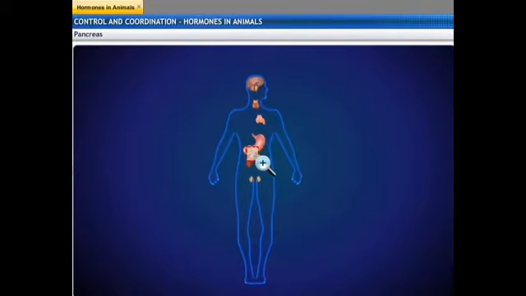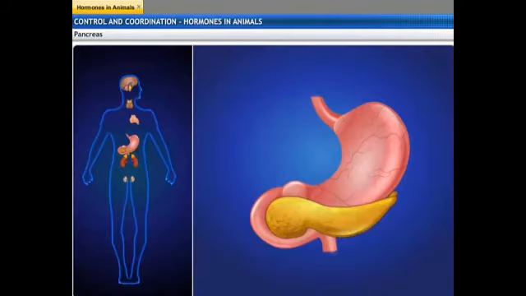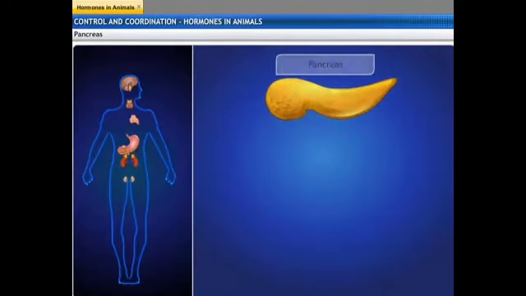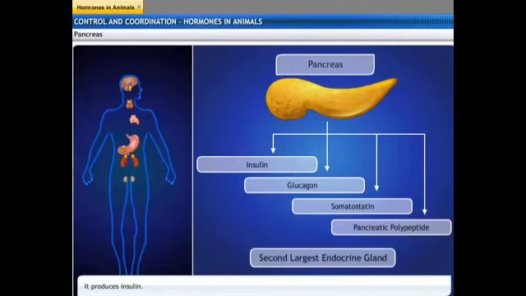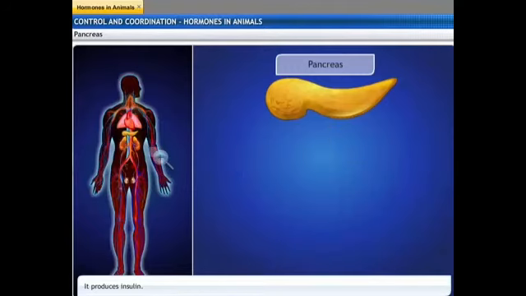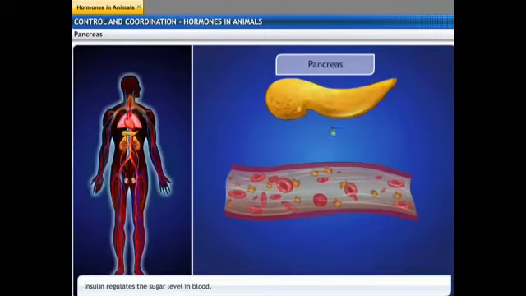Next is the pancreas. We have seen its role in the digestive system, but here it releases the hormones known as insulin, glucagon, somatostatin, and the pancreatic polypeptides, but the major one is insulin. It is the second largest endocrine gland. And this insulin regulates the sugar levels in the body. Ultimately, it decreases the sugar level in the body.